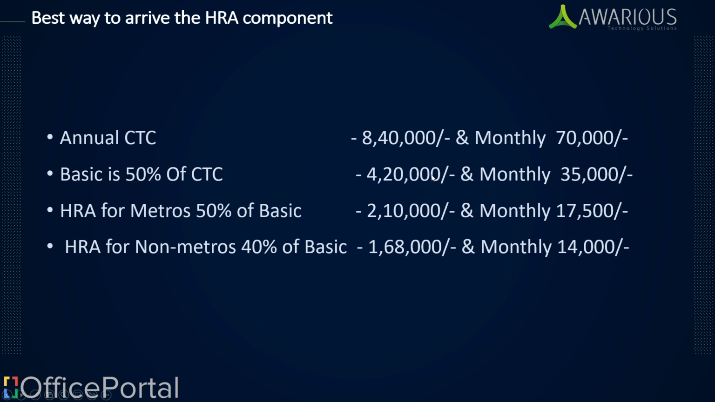So in this annual CTC of 8,40,000, with monthly gross of 70,000, we have taken basic as 50% of CTC, which is 4,20,000, and out of the basic we have taken 50% for HRA for metro, which is 2,10,000. In other words, the HRA is 25% of CTC. So the monthly calculation was given. The same will differ if it's 40% of basic for a non-metro city. Let's see why metro or non-metro is considered, because basically the Income Tax Act gives the exemption categories. Let's see in brief.